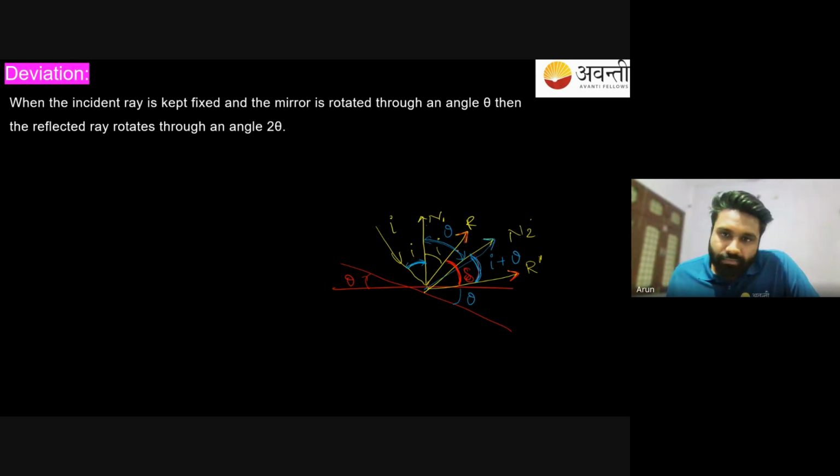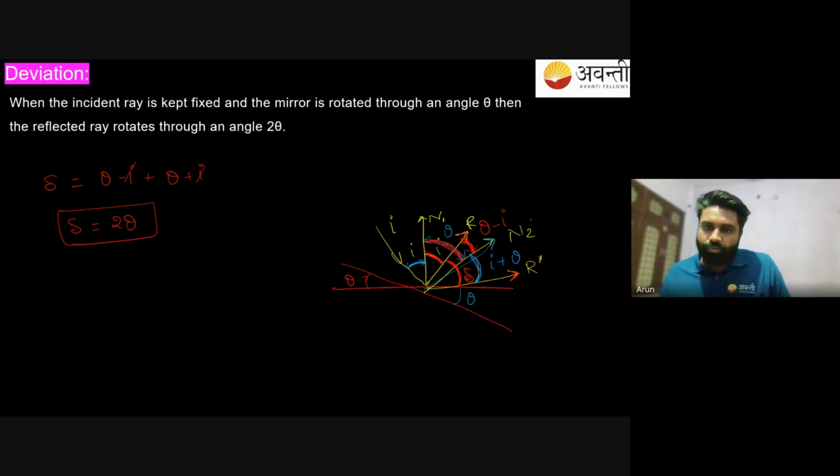What if this angle is unknown to us? This angle is I and this total angle is theta. So what is this angle? This angle will be theta minus I. So we can write here that delta is equal to theta minus I plus theta plus I. I and I will get cancelled out. Then delta is equal to 2 theta.